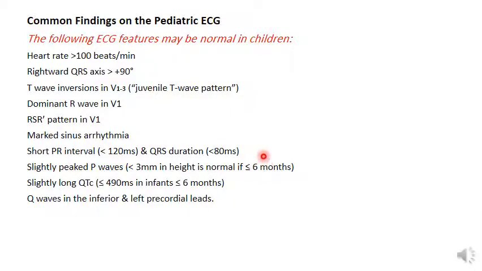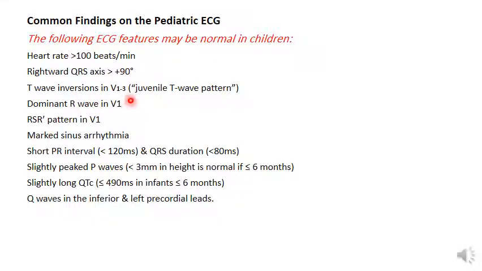Common findings on pediatric ECG. You may see them as abnormal in adults, as I told you, but here they may be normal findings. So the heart rate is greater than 100 beats per minute, right axis deviation of 90 and above, plus T wave inversion V1 to V3. This may persist for 4 years, which is normal.